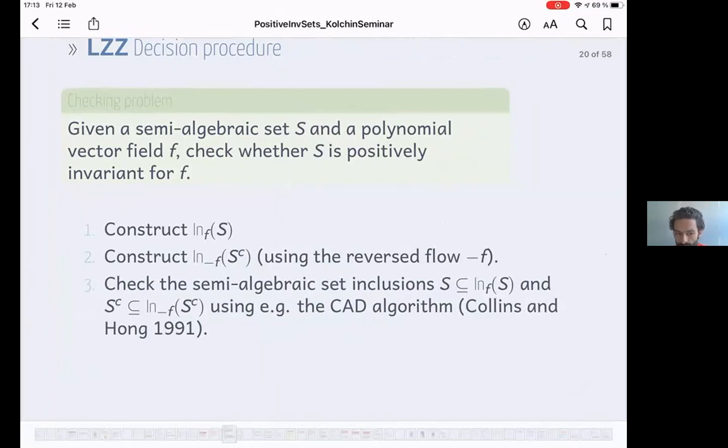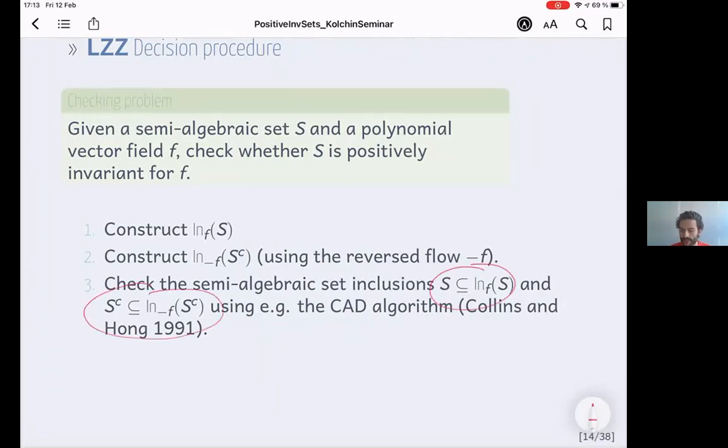Suppose we have a procedure, or some ways to compute in-F sets, and we actually do, as I can discuss later on. So when everything is nice, when the set S is semi-algebraic and the right-hand side of the vector field is polynomial, I have means to effectively compute in-F sets. And since I have those means, all I need to do to check the positive invariance in those nice settings is to construct in-F of S, construct in minus F of S complement, and check for the inclusions.